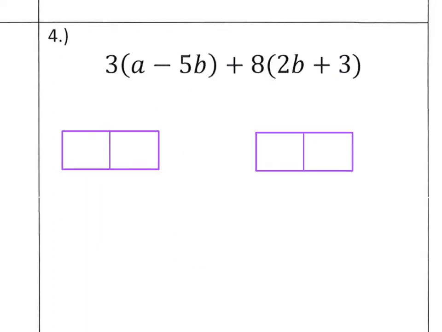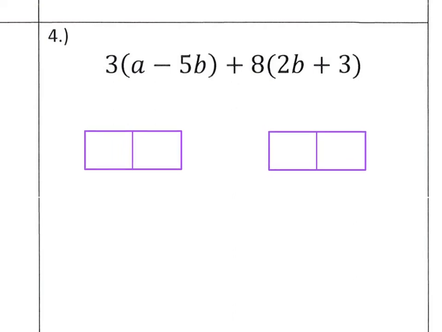Okay, for example 4 here, notice that I actually have this 3 being multiplied by the a minus 5b. I see more parentheses over here showing me that I need to multiply this 8 times the 2b plus 3. So that means I actually need to set up two different area models. So that's why if you look here, you see that I actually brought over two area models. I'm going to multiply the 3 times the a minus 5b, and I'm also going to multiply the 8 times the 2b plus 3. So to start off, we'll start with the first one I saw.